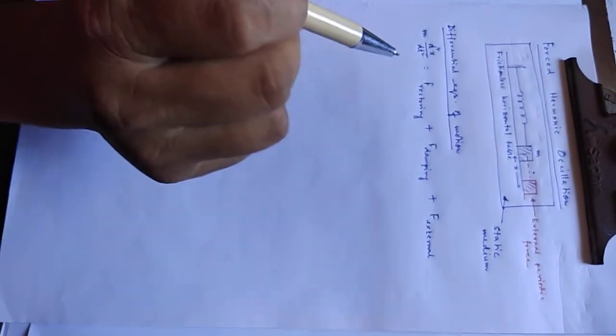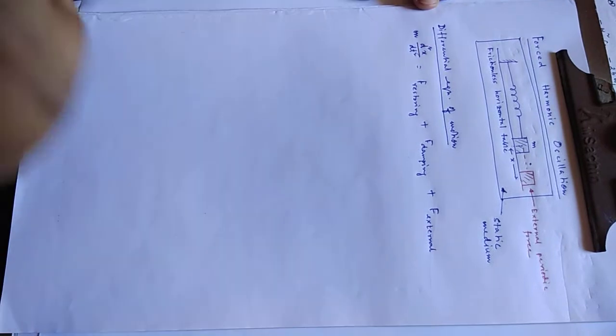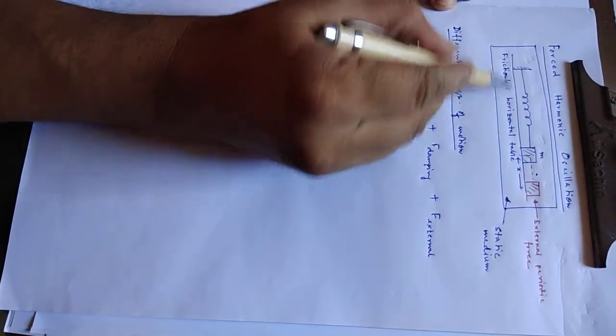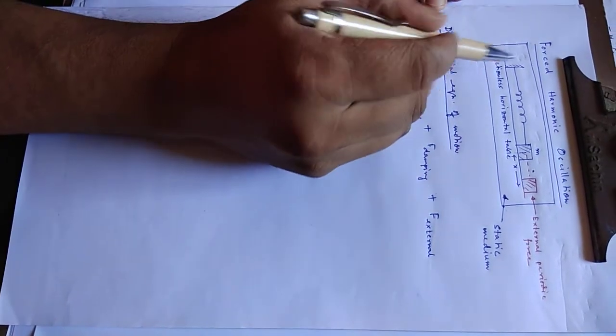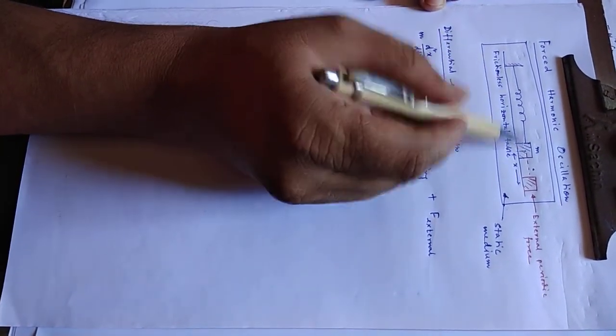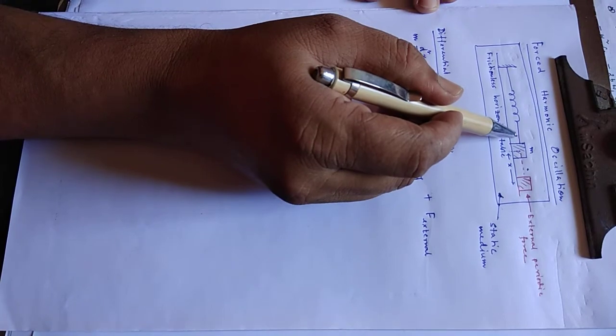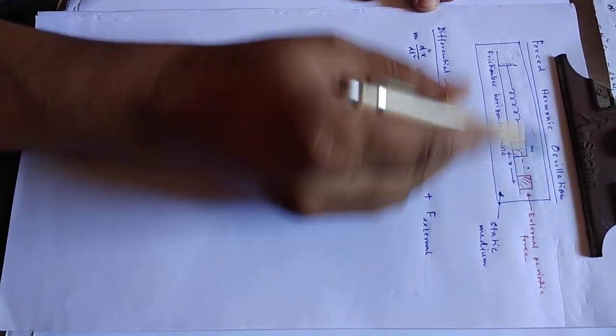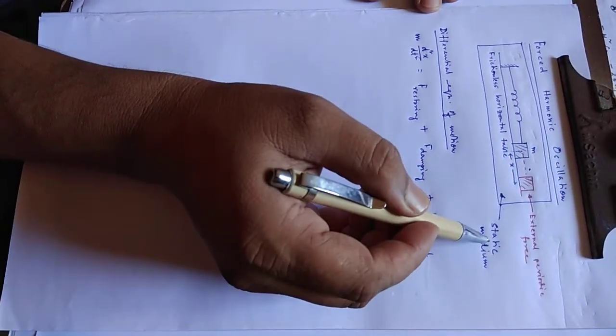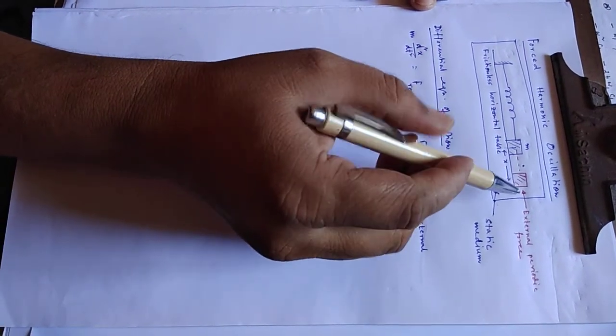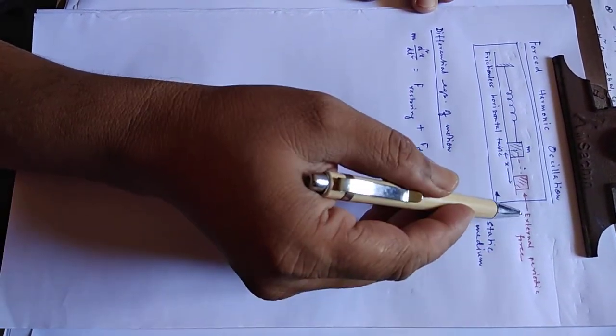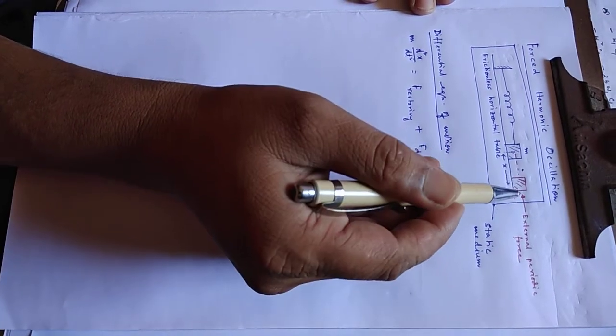So let me discuss forced harmonic oscillation in this lecture. Okay, so what is our system? We have a frictionless horizontal table, and on that table a spring mass system is kept, and this whole system is kept inside a static medium. The medium is static. Okay, and an external force is acting on that particular particle.